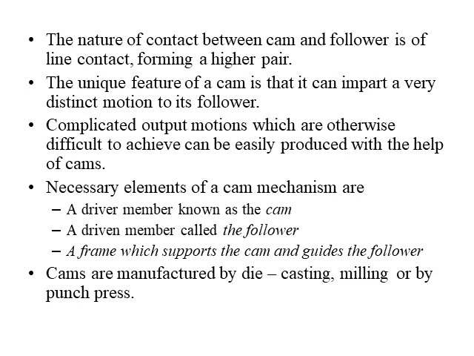For the cam to operate, there are three elements that constitute a cam and follower mechanism. The first necessary element is the driver member, commonly known as the cam. Then, we need a driven member called the follower. And finally, we need a frame, which supports the cam and the guide and guides the follower. Cams are usually manufactured by die casting, milling, or by punch press.